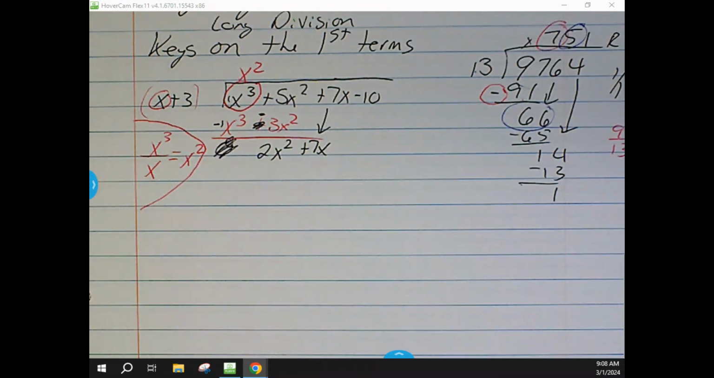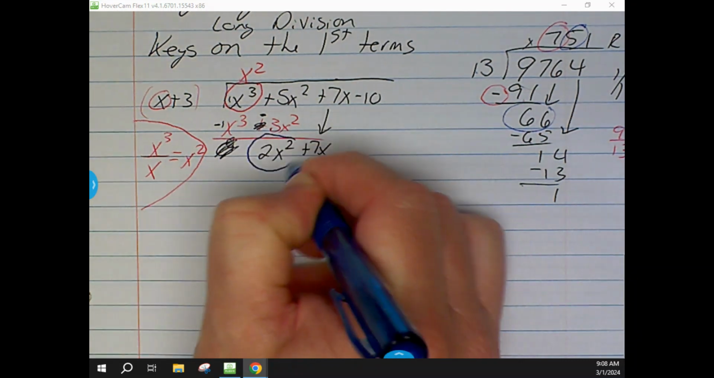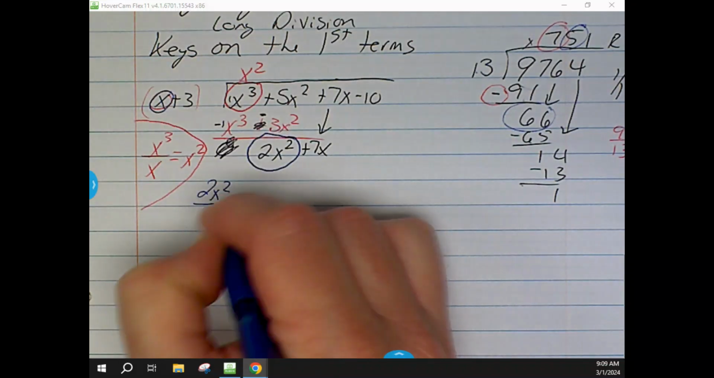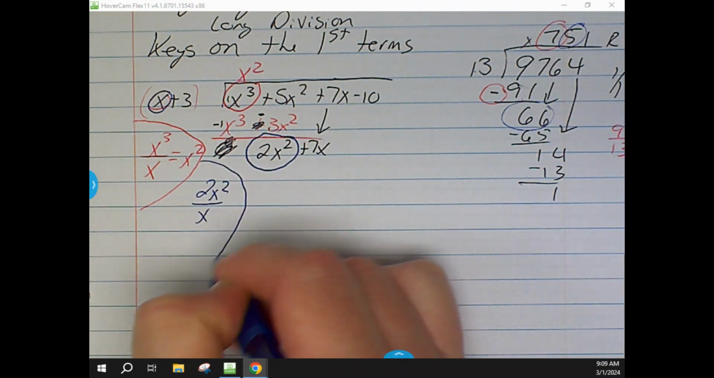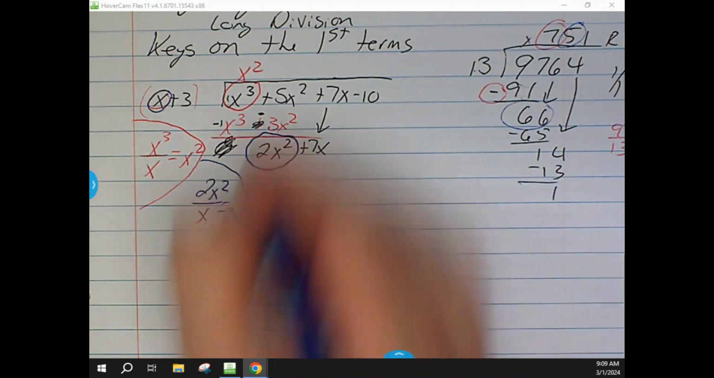Okay, so now that we've brought down the next number, we're going to key on the next two terms. Now we're going to take 2x squared and divide it by x again. So we take 2x squared and divide it by x. Again, we're going to knock out one of the x's. That'll just make it 2x. So we're going to put a 2x here.